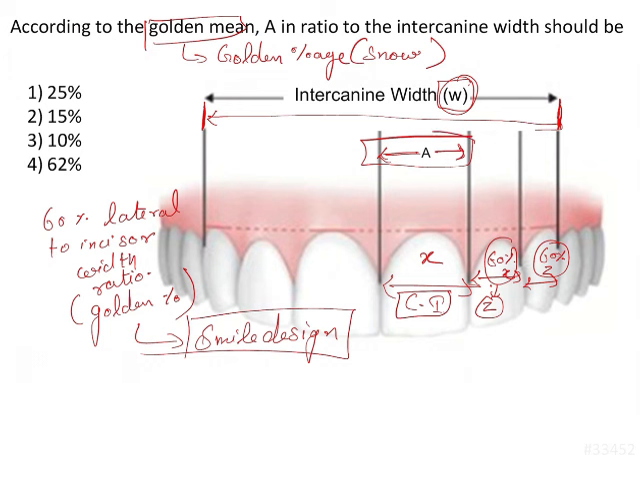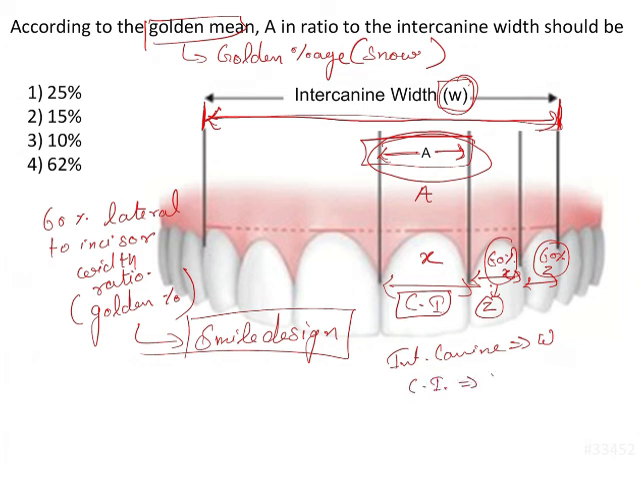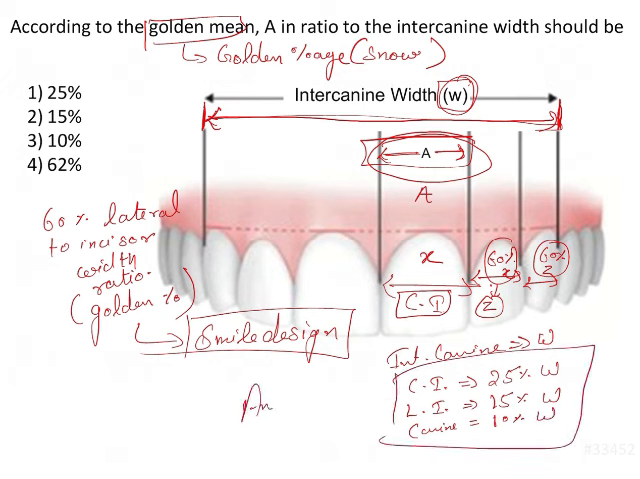Now if we try to find the ratio of this particular width, that is your A, with the intercanine width, right? Here the intercanine width is given as W, that is the width from the distal aspect of the canine on both sides. Here the central incisor, when compared to the total intercanine width, should be 25% of the total intercanine width according to the golden proportion. Each maxillary lateral incisor should be 15% of the width, and each canine should be 10% of the intercanine width when viewed from the anterior view. Remember, it has to be viewed from the front, right?